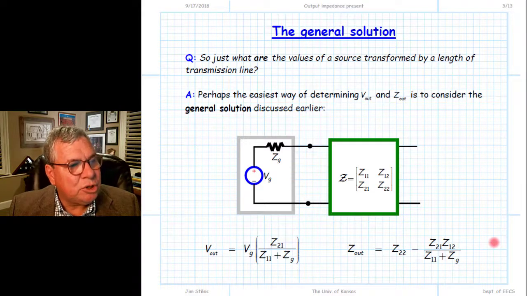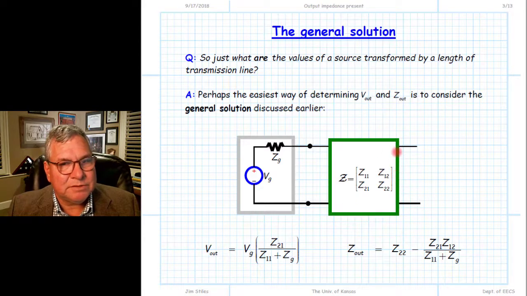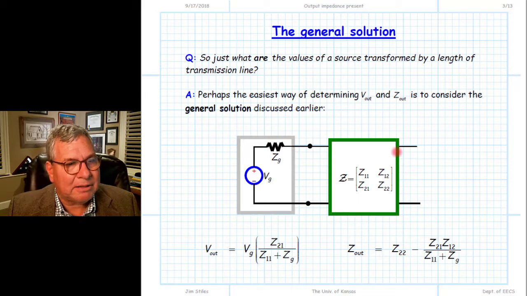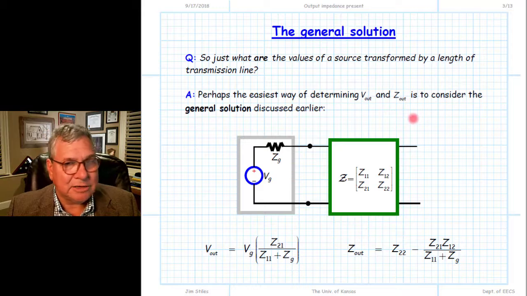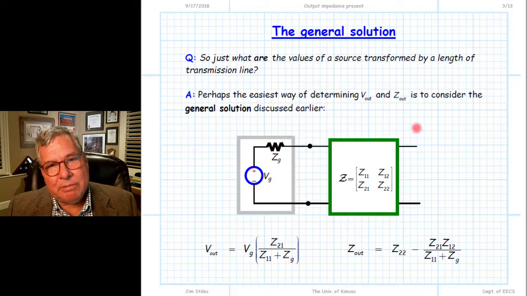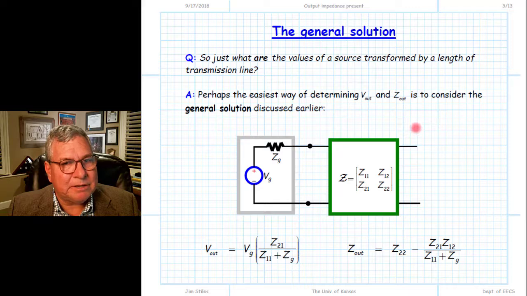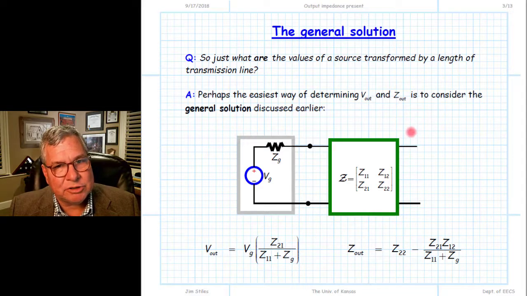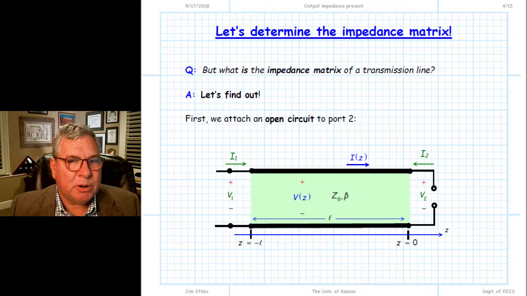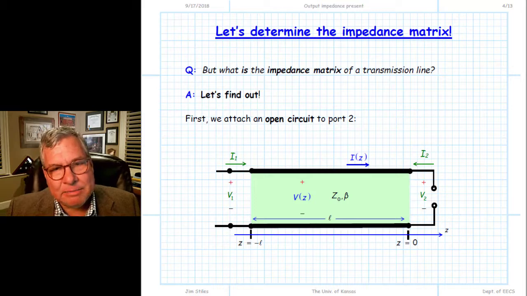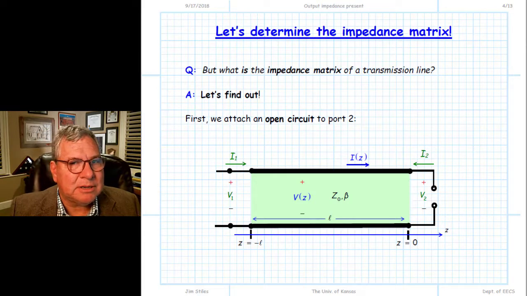In order to use this to determine the transformed source, we need to know the transimpedance parameters of a transmission line. And of course, thus far, we have not examined or presented what those transimpedance parameters are. The transmission line is a 2-port device. Every linear time invariant 2-port device has an impedance matrix. What is the impedance matrix of a length of transmission line? I suppose we could Google it, but we don't need to.